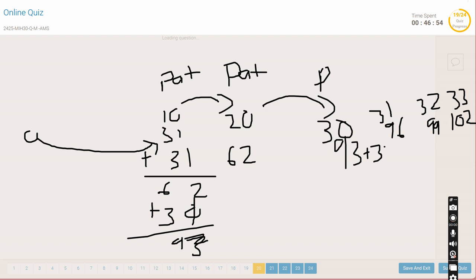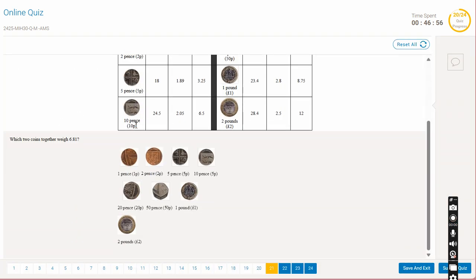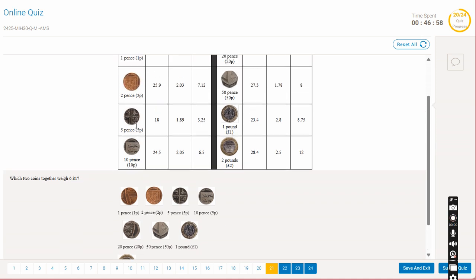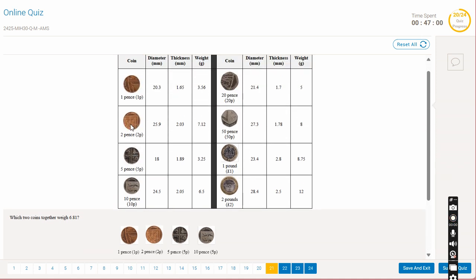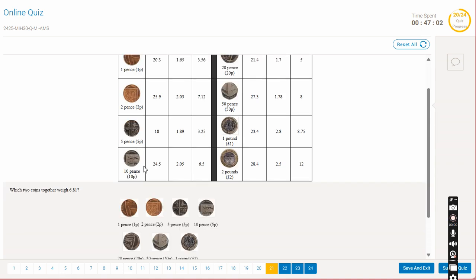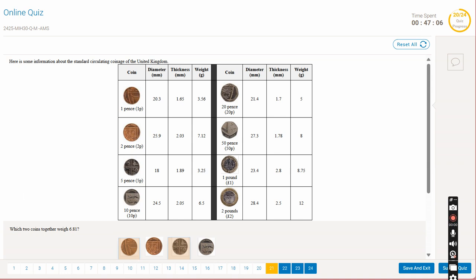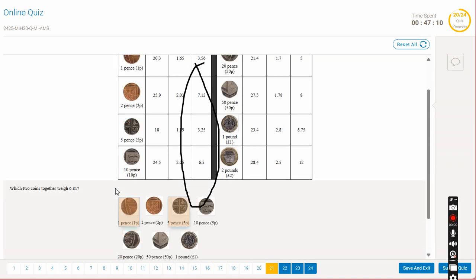Okay. The next one. Here, which coins together weigh 6.81? Now remember, what is 6.81? It's going to be 5 pence and 1 pence. You can always add them. It's the way that we're looking at this part. You can add them and find out which one gives you 6.81.